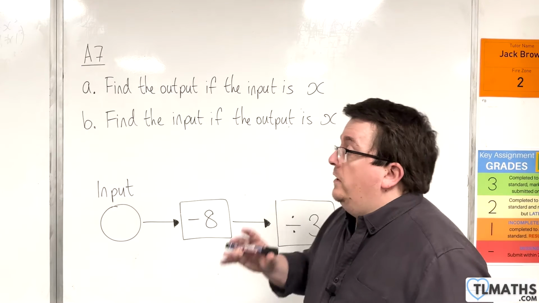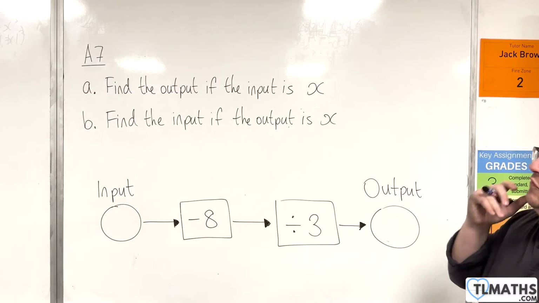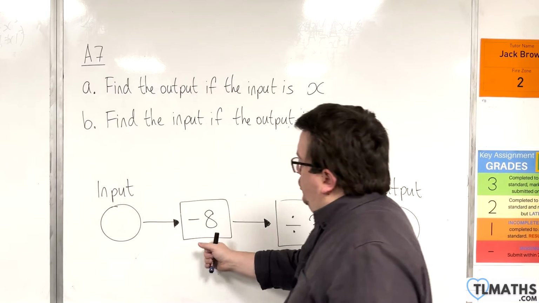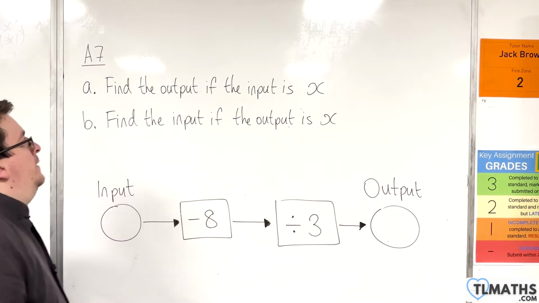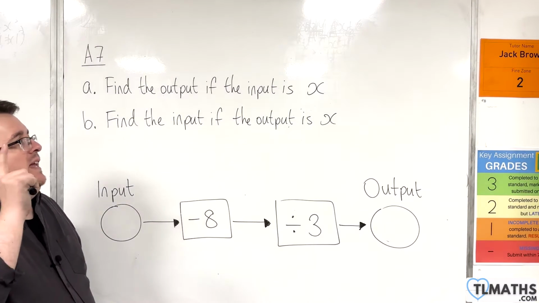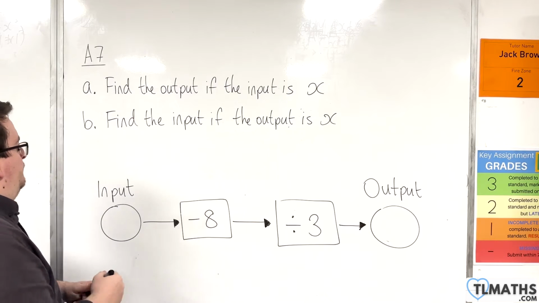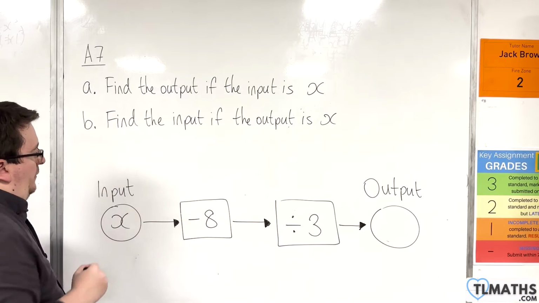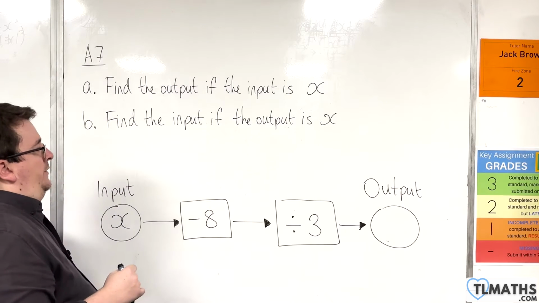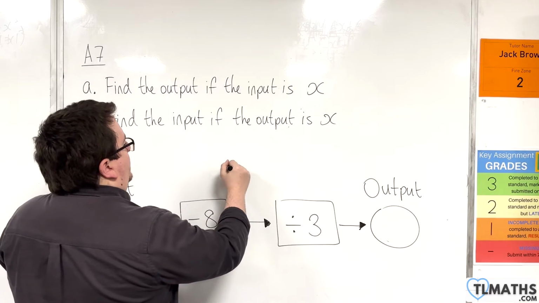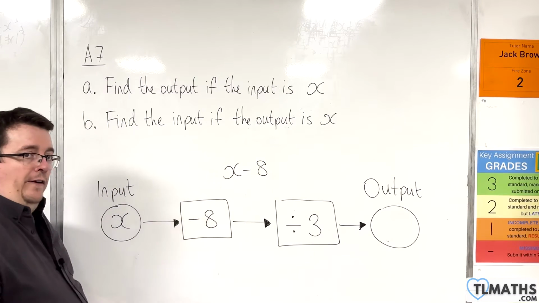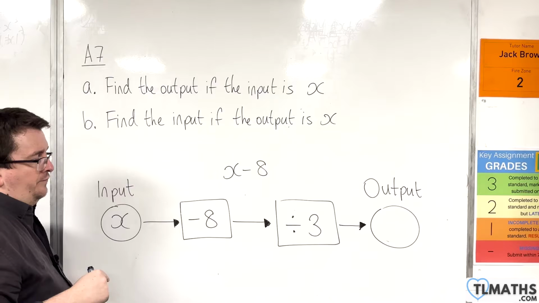So in this video we're going to follow up what we were doing in the previous video with something quite similar, but I've just changed the numbers in our function machine. So part A, find the output if the input is x. So the input is x. So the first thing we need to do is subtract 8. So we're going to get x take away 8 through that first function machine.